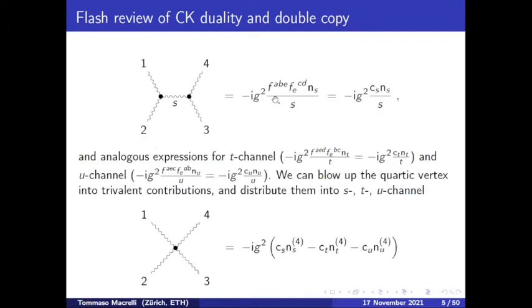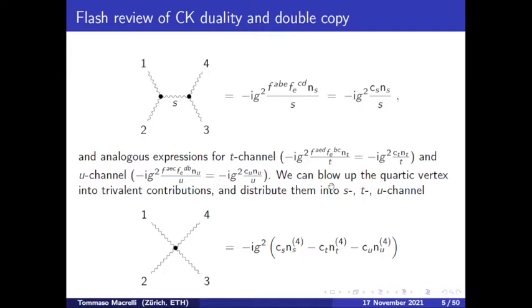We can factorize the numerator of the expression for this Feynman diagram into two terms. The first bit is composed of gauge group structure constants, while the second bit is composed of Lorentz invariant contractions of polarization and momenta. We call the first one the color factor, C_S, and the second one the kinematic factor, N_S. And we can do the same thing for the other interaction channels, T and U.